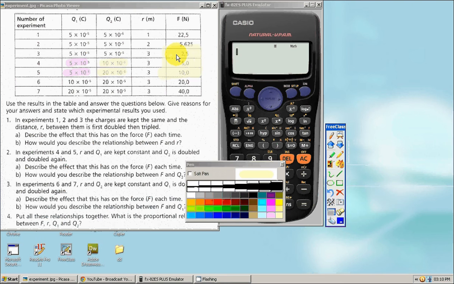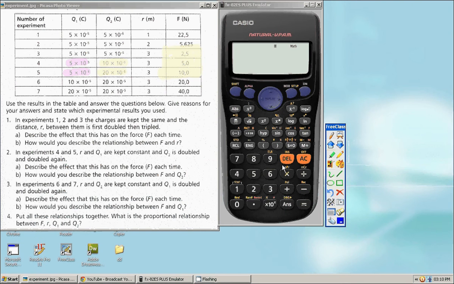If we look carefully, you'll notice that in each of these cases the force went from 2,5. When I doubled the Q2, it became 5, so my force doubled. And when I doubled it again, it went from 5 to 10, so it doubled again. Therefore the effect that it has on F is that it doubles each time. So how would you describe this relationship between F and Q2? It's directly proportional to Q2.